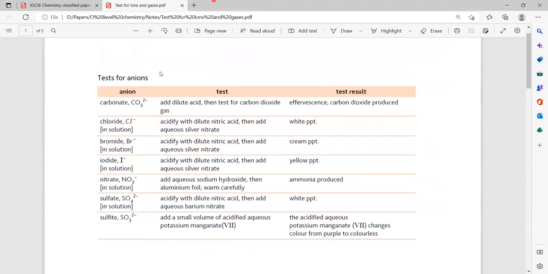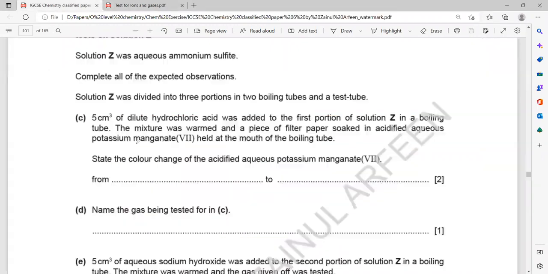Purple to colorless. If you have a sulfide ion, which is SO3 minus 2, when we add a small volume of acidified potassium manganate, meaning acid is there and potassium manganate, and we supply the heat energy, what will happen? The potassium manganate shows a color change. It will change from purple to colorless. It gets reduced. Same thing happens here.